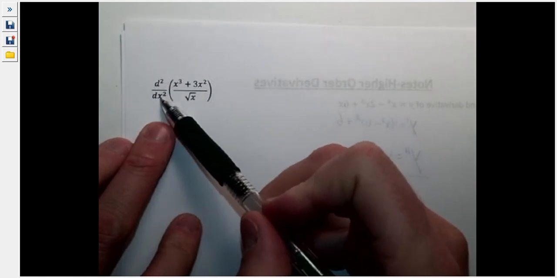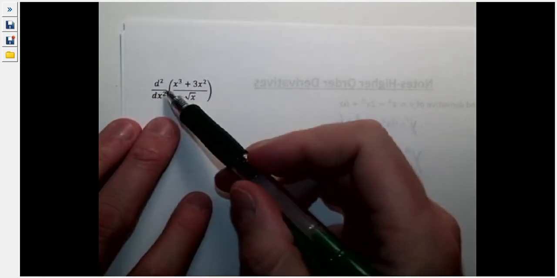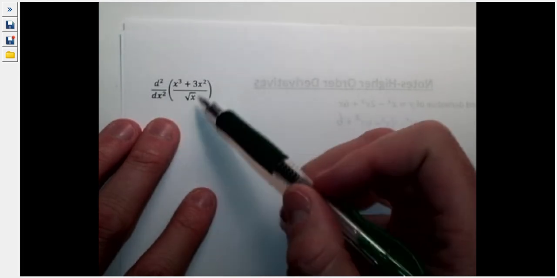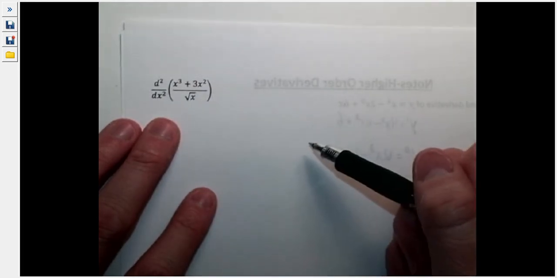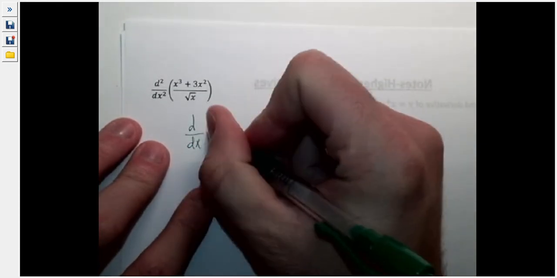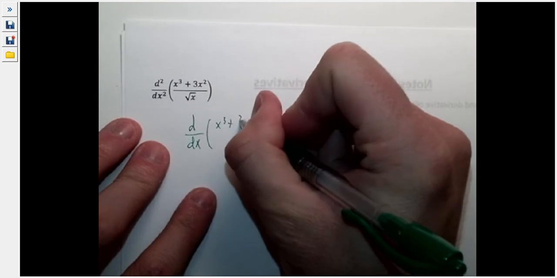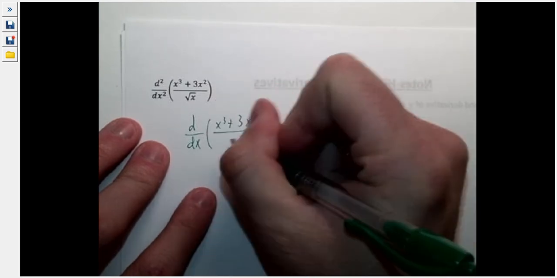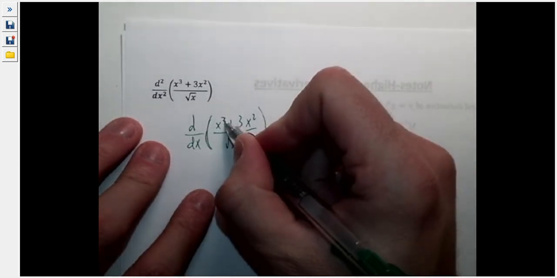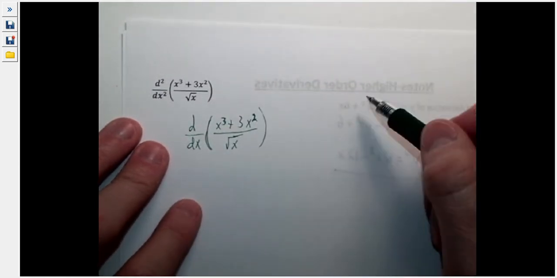Okay, so again, here's another example of a way I can ask for the second derivative, d squared dx squared of this function. So again, it's asking me to take the second derivative, but I need to find the first derivative first. Okay, so d over dx of (x cubed plus 3x squared) over the square root of x. Now, there's a bunch of different ways of doing this.